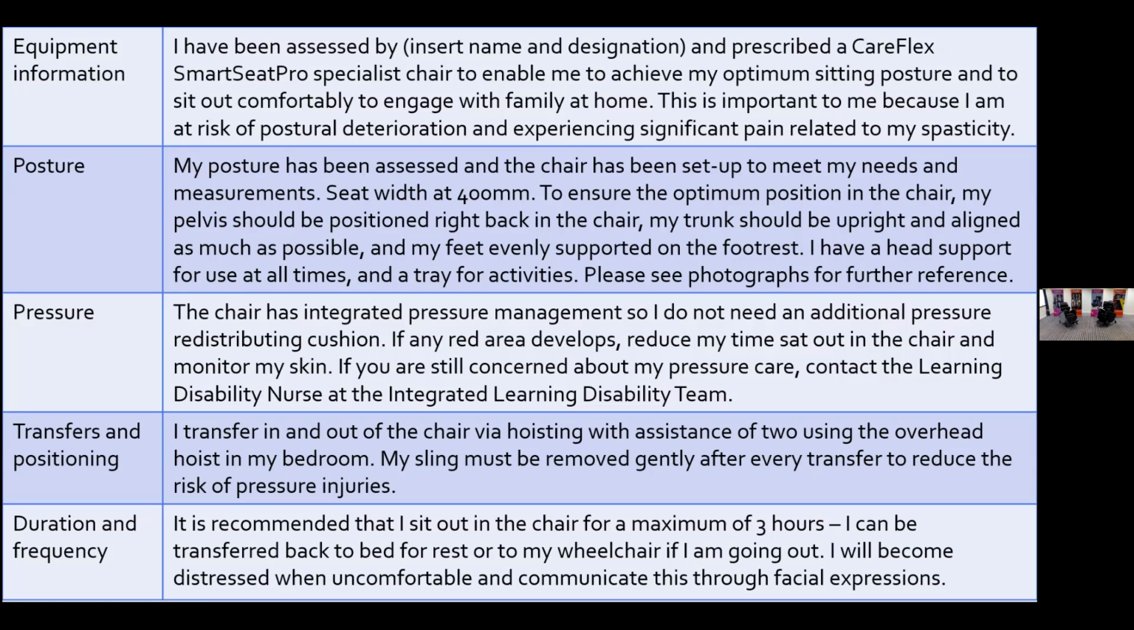So again, give as much information as possible about Callum, about how Callum would communicate if anything changed about his attitude towards the chair, if any of his needs changed. And again, this is about the holistic assessment. What does Callum usually do if he's uncomfortable or unhappy? How does he communicate this, and making that clear within the care plan?